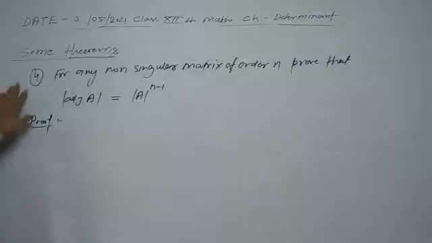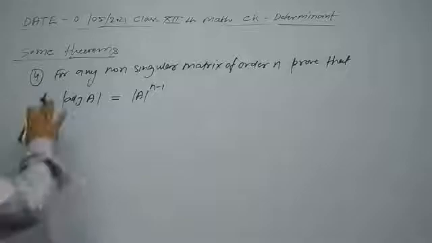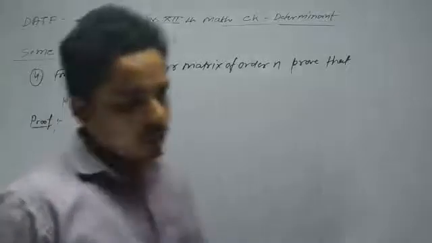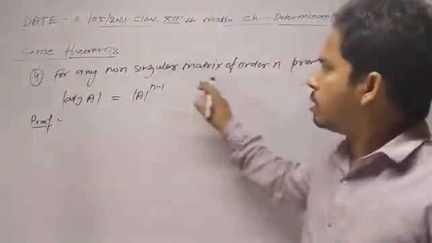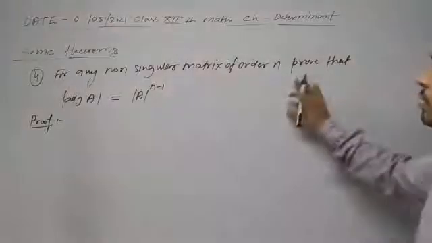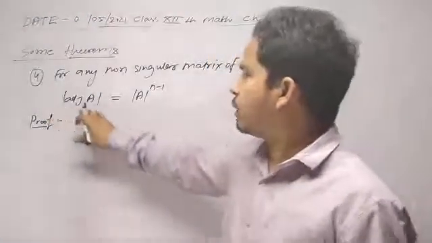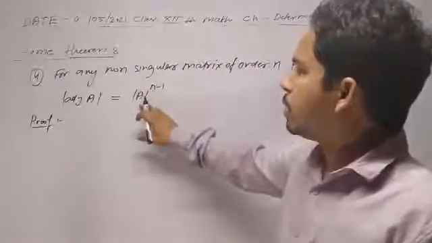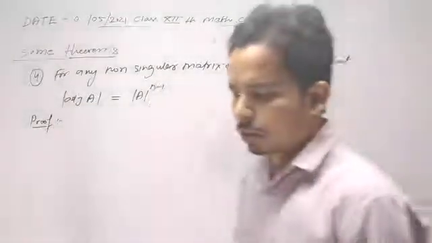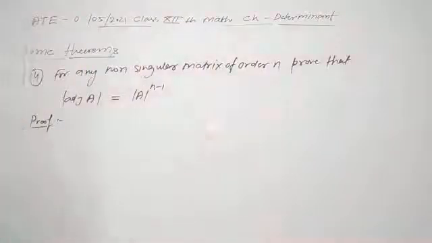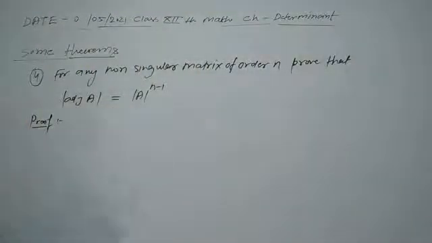Now students, see theorem number 4. For any non-singular matrix A of order n, prove that the determinant of adjoint of A is equal to determinant of A to the whole power n minus 1. So the power is n minus 1, and n denotes the order.